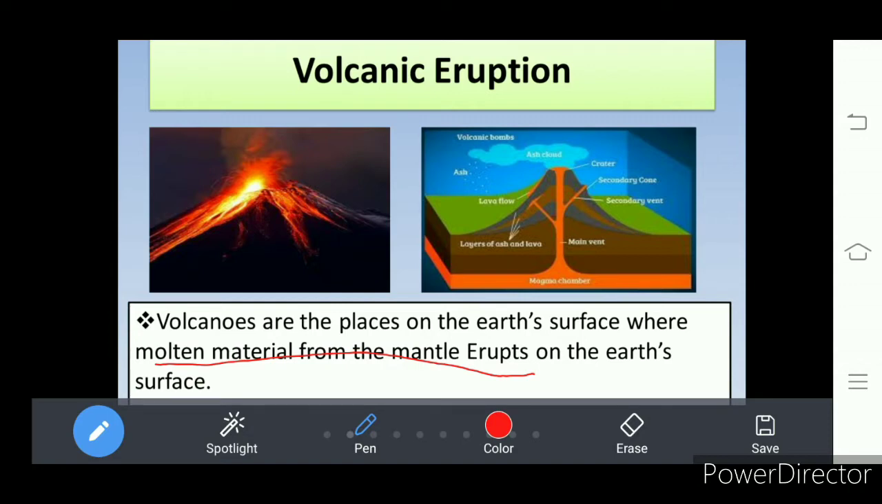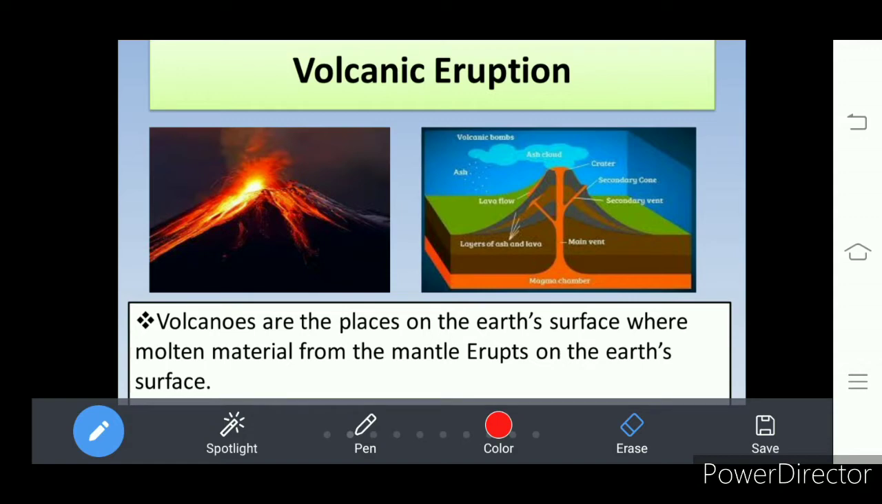Now look at this slide. It is the earth surface, and from this surface molten material from the mantle has erupted out with a high compressional force, and that is what we call volcanoes. So volcanoes are the places on the earth's surface where molten material erupts out. Erupts means coming out of the mantle to the earth surface. That is called eruption.